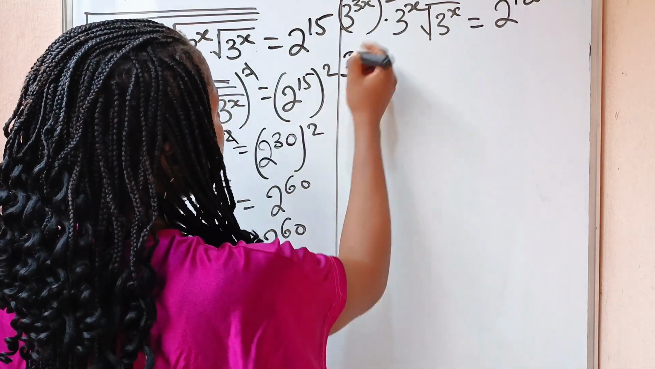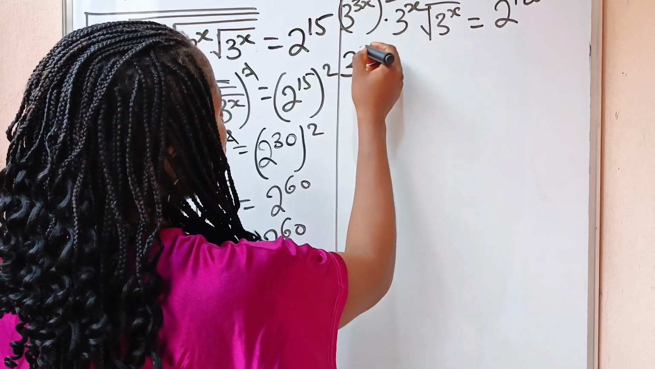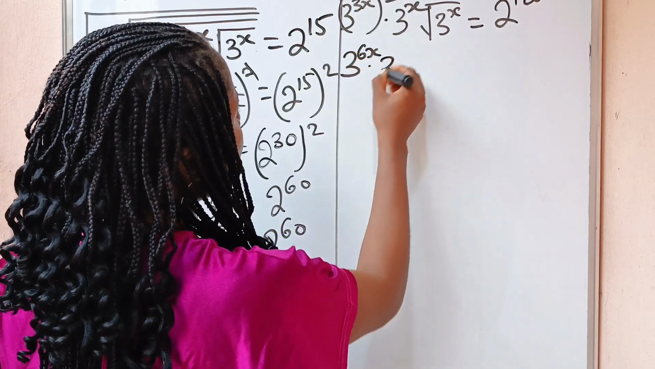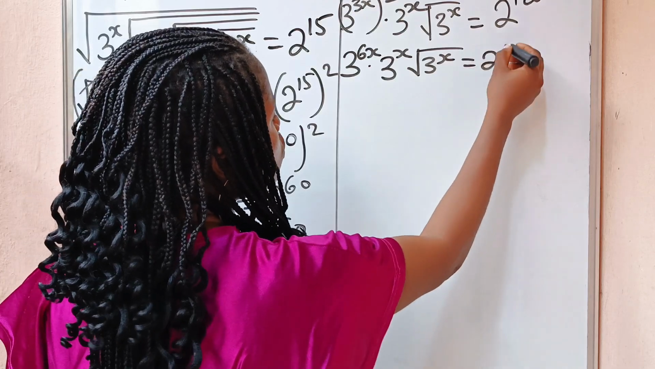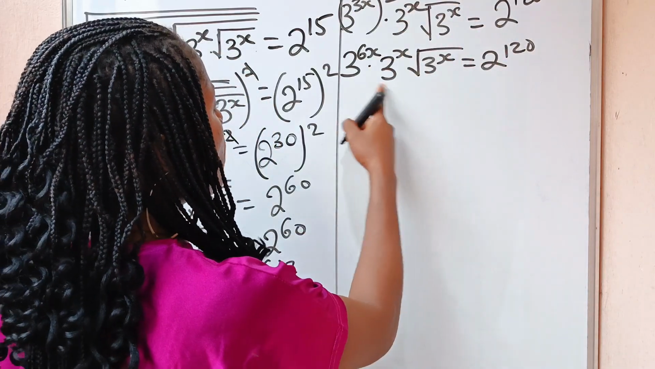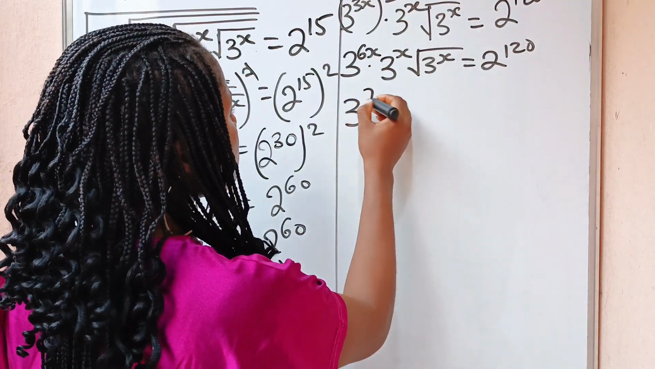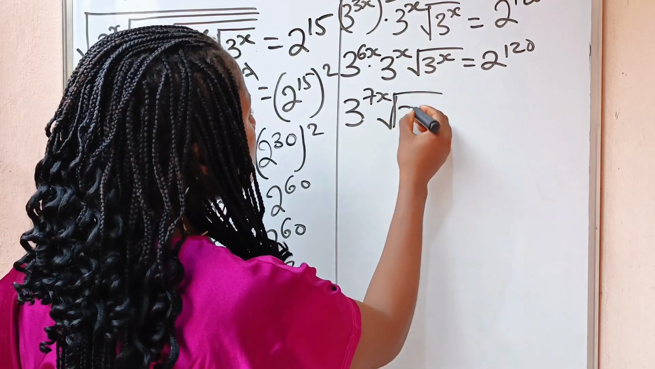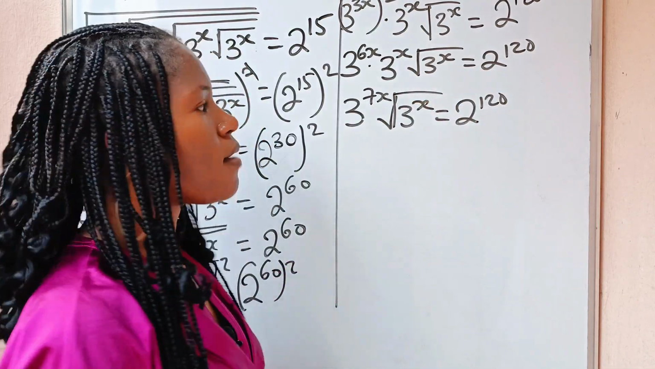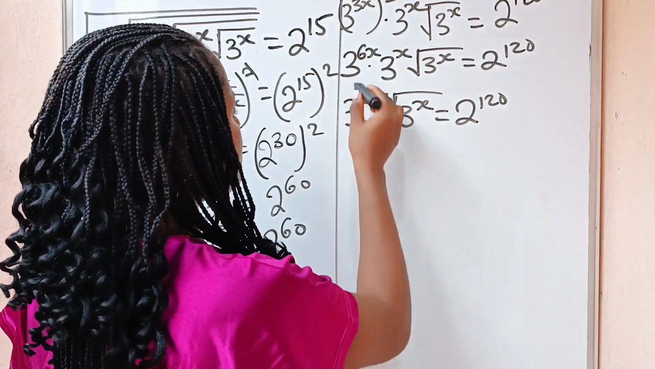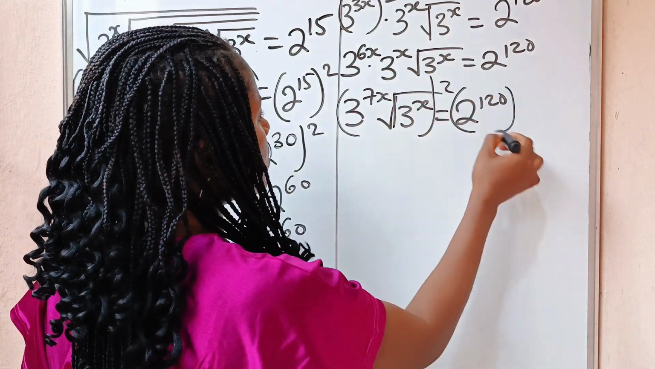So this will give us 3 to the power of 3x times 2 will give us 6x multiplied by 3 to the power of x root 3 to the power of x is equal to 2 to the power of 120. So we pick one base as usual and we add the powers to get 7x root 3 to the power of x is equal to 2 to the power of 120. Now we square again to remove this. So we square and we square.